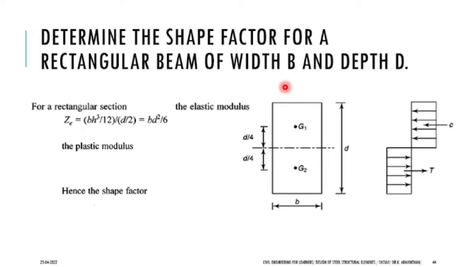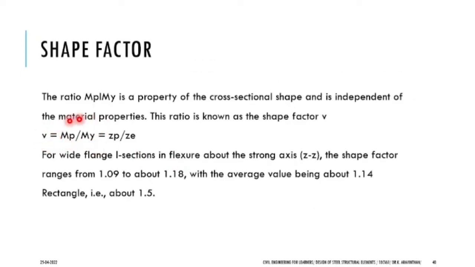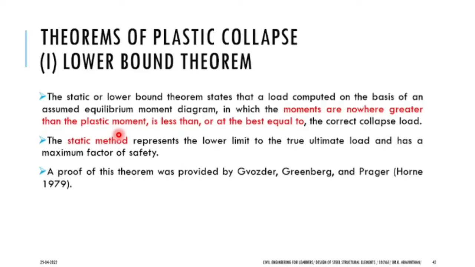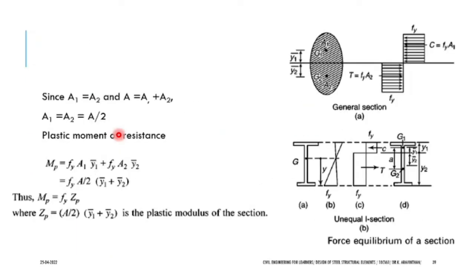Shape factor equals Mp by My, equals Zp by Ze. So this is the formula. You can take this as the formula. How to find Zp? I have given the formula. Zp equals A by 2 times (y1 bar plus y2 bar). What is y1 bar and y2 bar?